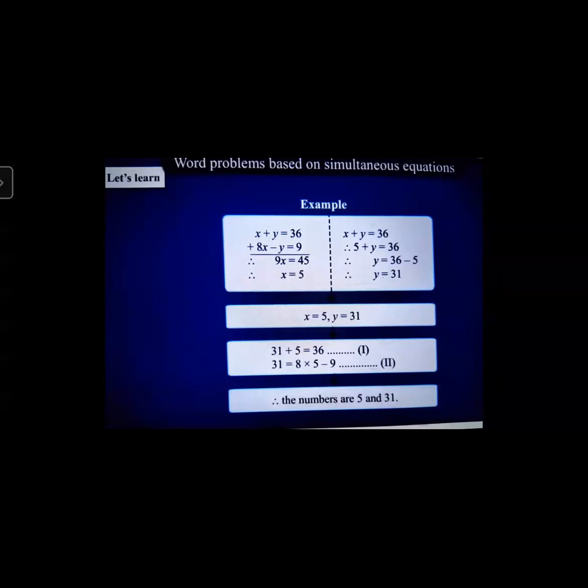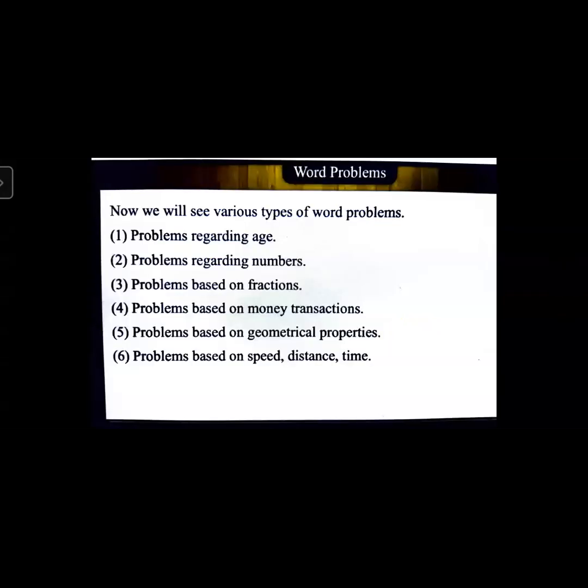Write the answer. These are the steps of finding solution for word problems. You have to follow the steps. You will get the correct answer. Now we will see various types of word problems. Word problems are based on age, father, son, mother, daughter, etc.